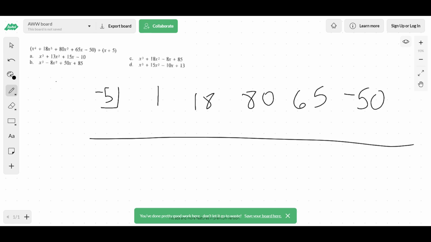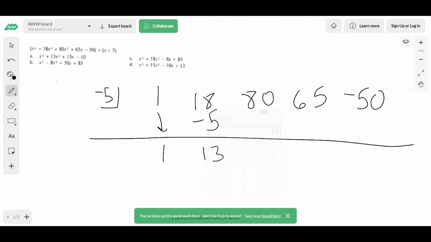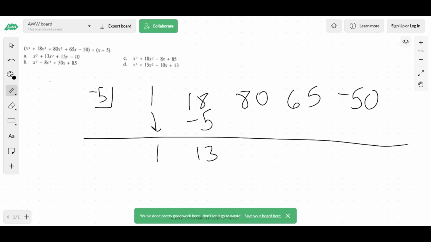And then all we're going to do is you always carry the first number down, then multiply, and then add as we go along. So that's 13. That I don't do well at the top of my head. -65. Which this would be then 15. Then times again, which I think is -75. Which then that would be -10. And then that would be +50, which gives us a remainder of 0.